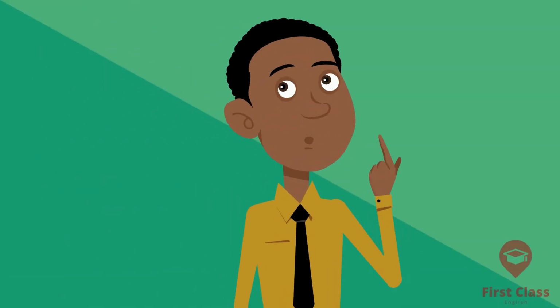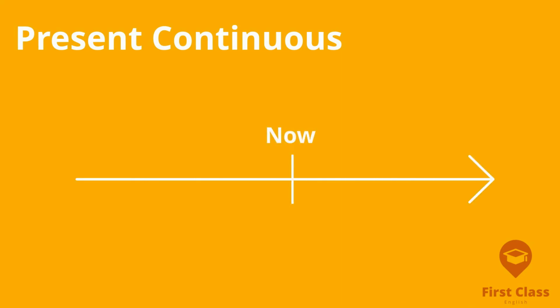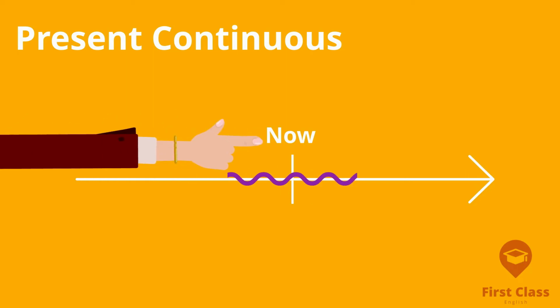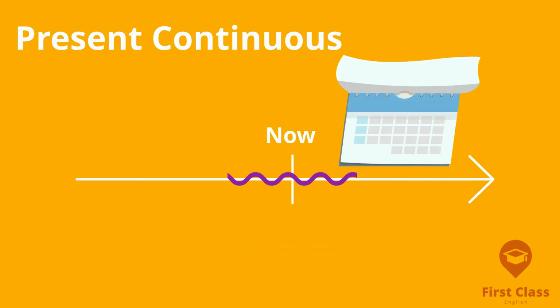Think about those examples. When do you think we use the present continuous? We use the present continuous to talk about actions that have not yet finished. We can use them to describe things that are happening right now, to describe temporary actions, or to describe plans that will happen in the future.